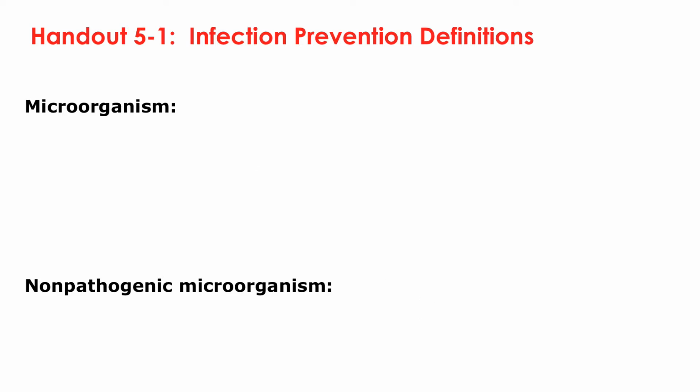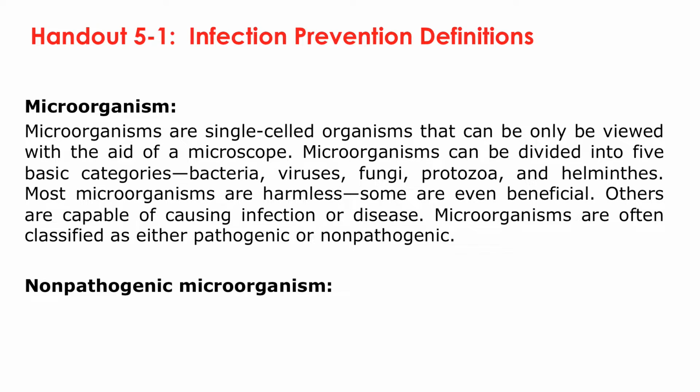So let's go ahead and talk about microorganisms and non-pathogenic microorganisms. Microorganisms are single-celled organisms that can only be viewed with the aid of a microscope. Some types of microorganisms are bacteria, viruses, fungi, protozoa, and helminths. Most microorganisms are harmless, like I said earlier. Some are even beneficial. Think about the microorganisms that we use to create things, like food, for example.